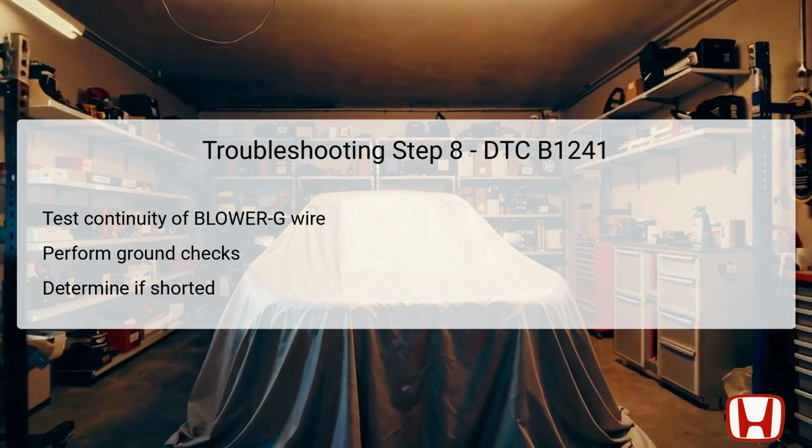A successful continuity test shows that this wire is working properly, allowing you to advance to step 9. In the event of no continuity, this indicates a potential short condition in the blower G wire, requiring appropriate repairs to restore functional connectivity throughout the circuit.